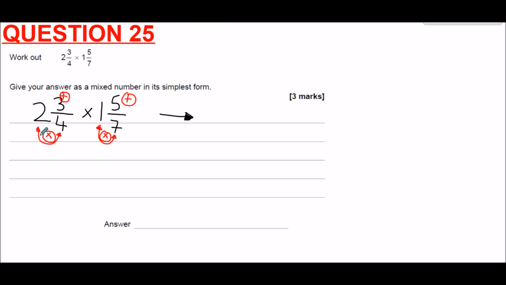So this one over here, 2 times 4 is 8, plus 3 becomes 11. At this stage, just leave the bottom numbers as they are. That was a 4, leave it as a 4. And the top number now, for the second fraction, becomes 1 times 7, which is 7, plus on the top number, which is 5. 7 plus 5 is 12. So what we have now is 11 over 4 multiplied by 12 over 7.